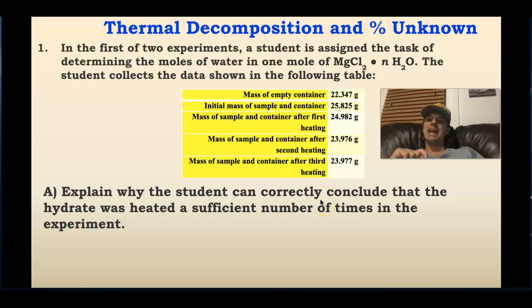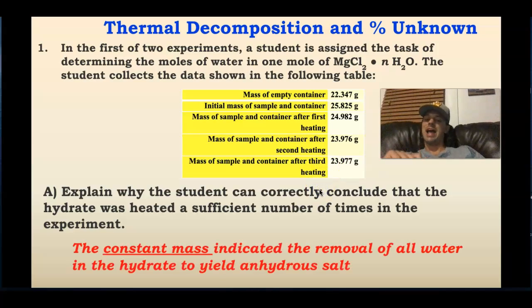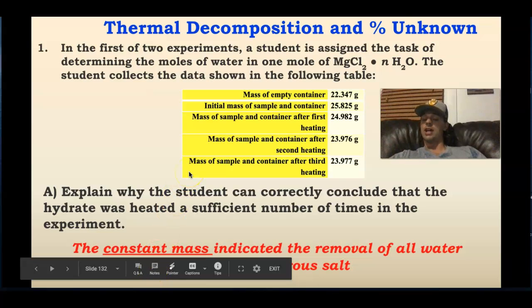So this is called weighing to constant mass, and you're going to see this used throughout the year. How do I know a substance is dry? The constant mass indicates the removal of all water. So try to use that key term, weighing to constant mass. Therefore, all of the water is gone. The hydrate is now anhydrous salt, meaning there's no water in it. I don't mean to confuse you with these terms here. The hydrate means there was water attached to it. Anhydrous means there is no water. Okay?